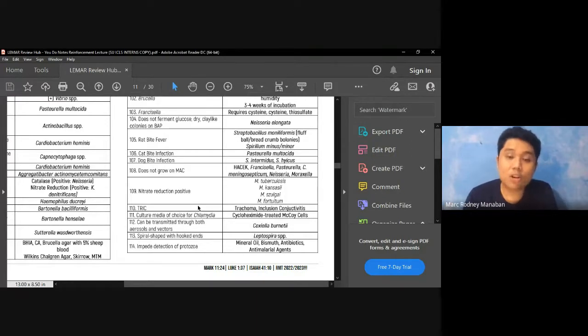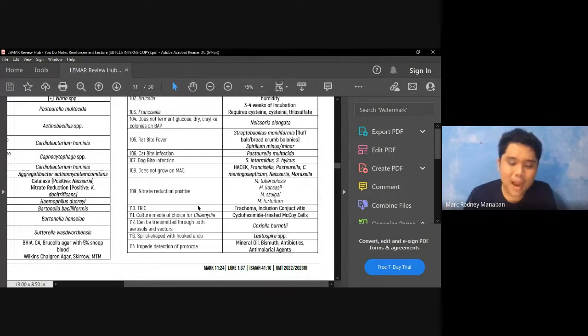Alright. 112, it can be transmitted both through aerosols and vectors. Who is this? Coxiella burnetii. Coxiella burnetii, causative agent again of your Q fever. Basta Q fever, press the buzzer, Coxiella burnetii. And again, it's a distinct characteristic: it can be transmitted through aerosols, but it can also be transmitted through vectors. Take note of that.